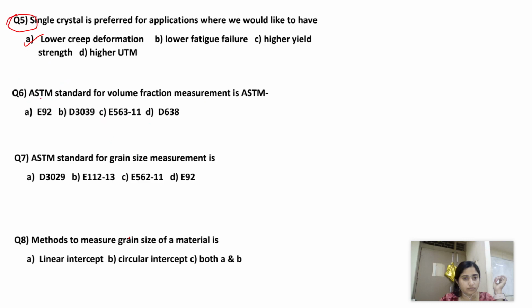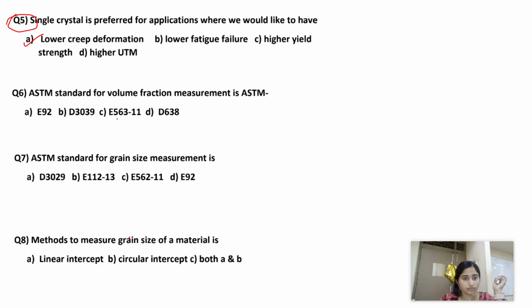And what about the sixth question answer? ASTM standard for volume fraction measured is A. Questions like 6 and 7 will be asked in exams, standards. These are very difficult. These are assignment questions, earlier assignment questions. I don't know whether this year it's given or not, but it was in earlier years.